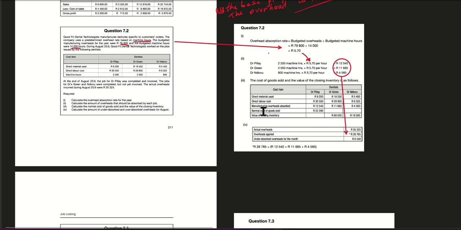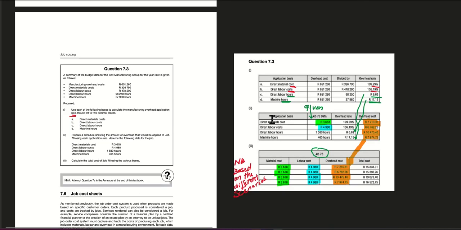So what was completed, invoiced and sold is the normal cost of goods sold, so we separate that. That's a normal cost of goods sold. But for the rest, we are looking at the value of ending inventory. Remember, for the inventory, we needed to have the three musketeers there to assist us.